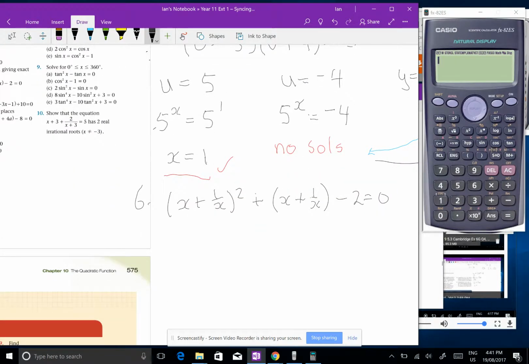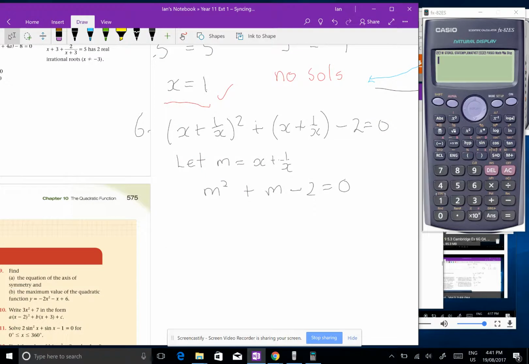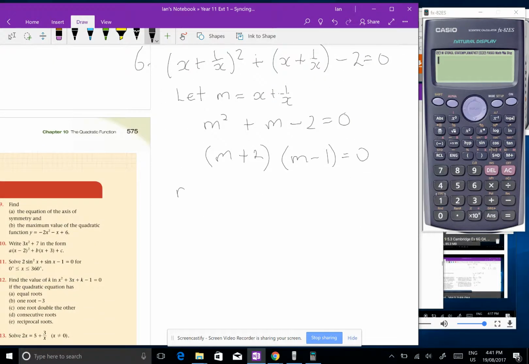So we'll pick another letter this time. I'm going to let m equal x plus 1 on x. That gives us m squared plus m minus 2 equals 0. And I'll get m plus 2, m minus 1 equals 0. So we get a solution m equals minus 2, or m equals 1.